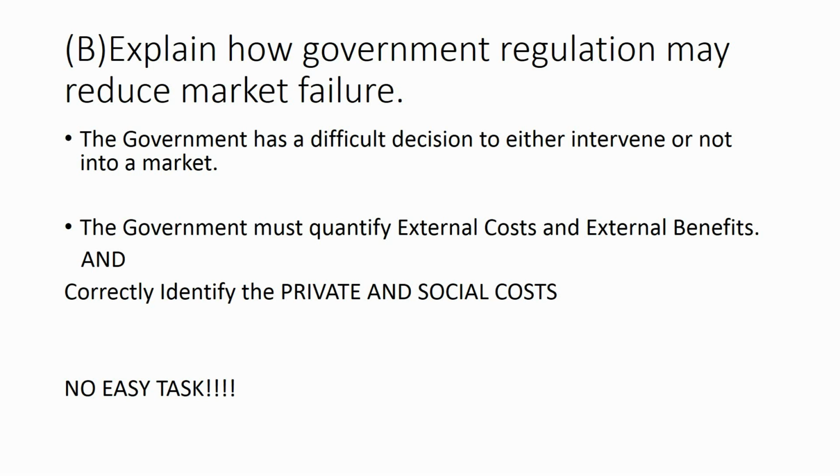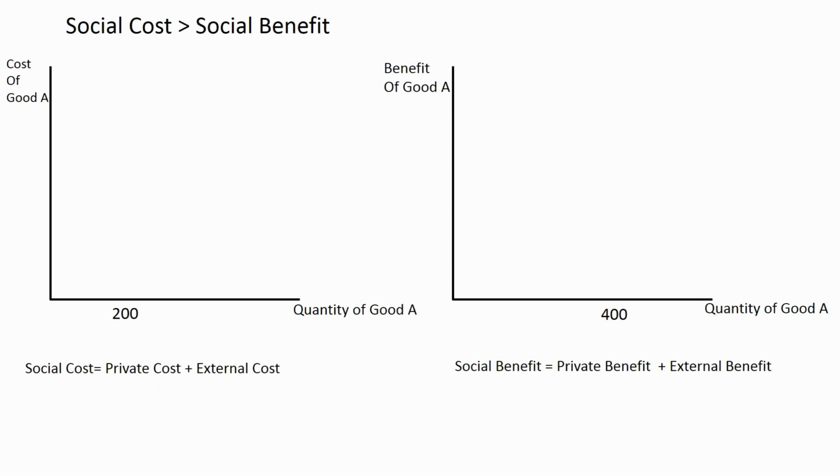So these are not something that are easily defined. But the government will try in the case of if they think they're experiencing market failure. All right. So here I'm gonna show you the market failure where social cost is greater than social benefit, and I'm sticking with the quantity of good A, the cost of good A, and the benefit of good A, and the quantity of good A.